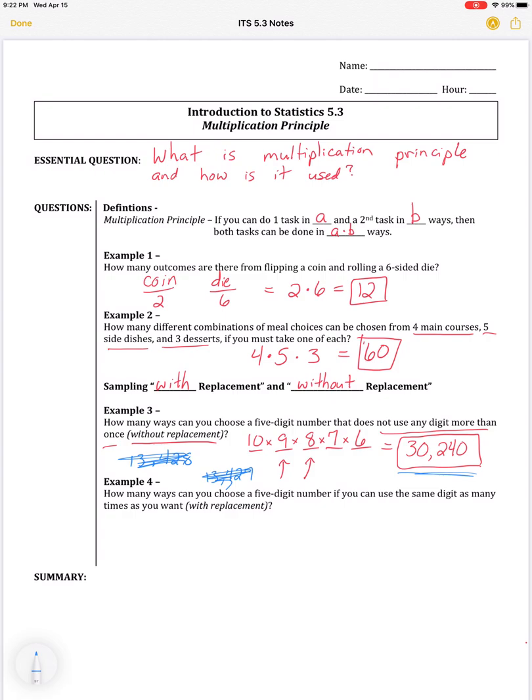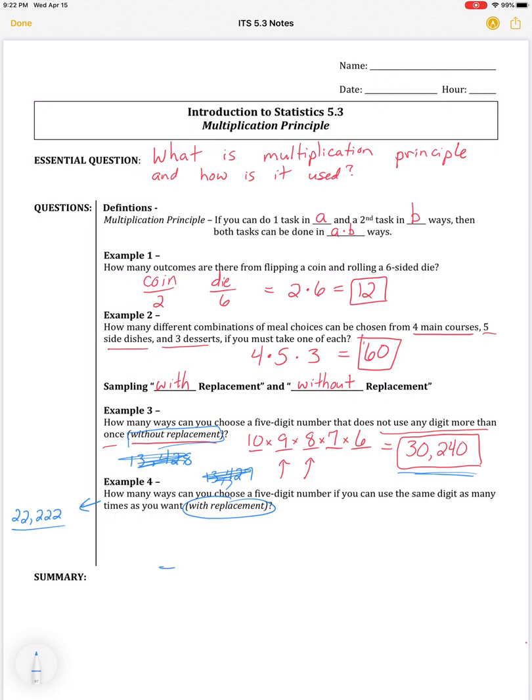And then example 4. How many ways can you choose a 5-digit number if you can use the same digit as many times as you want? What this means is if you wanted to, in this example, you could do 2, 2, 2, 2, 2. That's okay for example 4 because it says you can do replacement. This would not be okay in example 3 because example 3 said without replacement. So now it's okay to use the same number again and again and again.